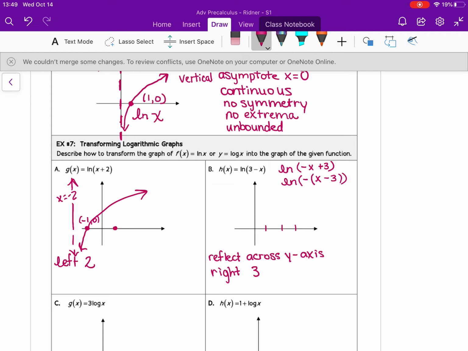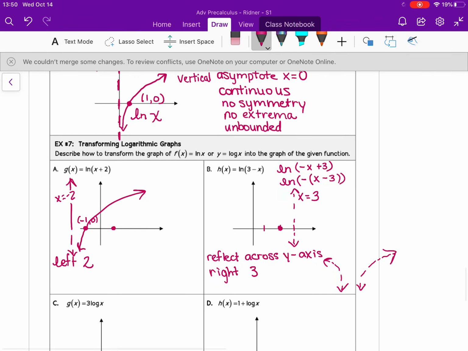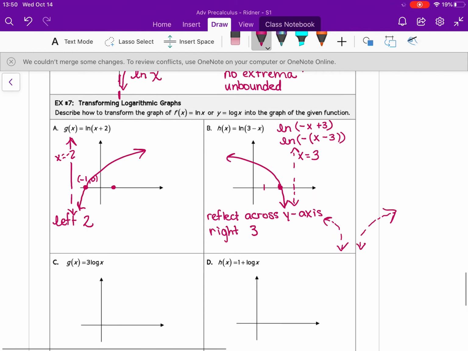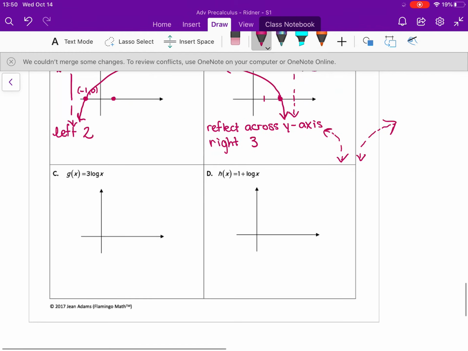Okay, so my vertical asymptote was at x equals 0. That means it's now going to be at x equals 3 because it moved right 3. To reflect across the y-axis means instead of doing like this, it's going to do like this. Okay, so that's going to put me at 2, 0. Still going to get real close to that asymptote, but not actually touch it.